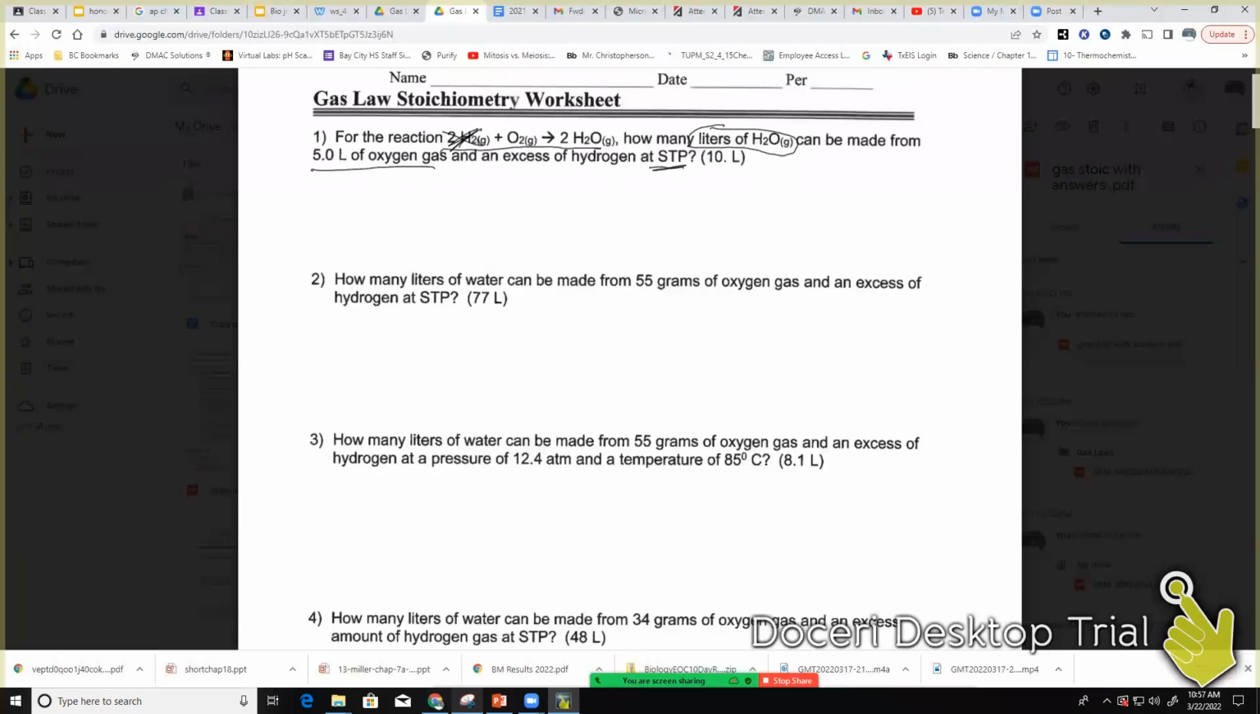So once I see STP, I start thinking to myself, all right, I'm probably going to have to use 22.4 liters per 1 mole. So I have liters of water and I'm given liters of oxygen. Because it's at STP, I don't have to use the ideal gas law. I can connect them with this. So I'm just going to start off with my 50 liters of oxygen. And down here, I eventually want to get to liters of water vapor.